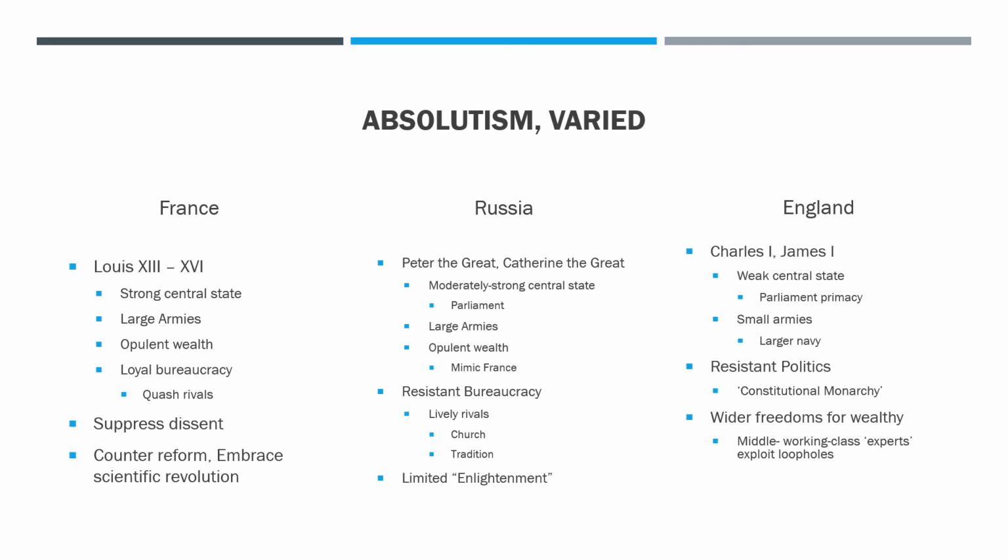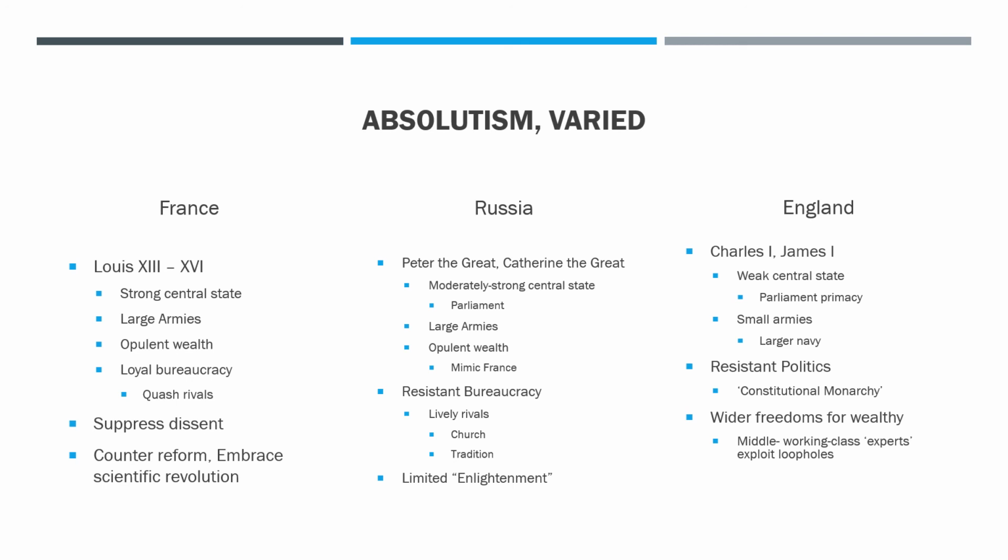So the result is in England, you have a very weak central authority, or I should say it's more that the parliament, the representative body, is prime. The parliament is what really truly rules the country, and therefore power is somewhat spread out amongst multiple nobility. A relatively small army for England, but a large navy. Not a very big army just yet. Wait until the 18th century. That changes. And of course, there's this resistant politics.